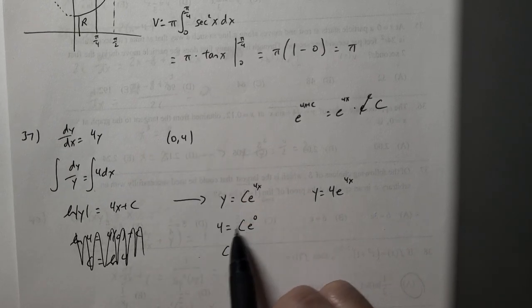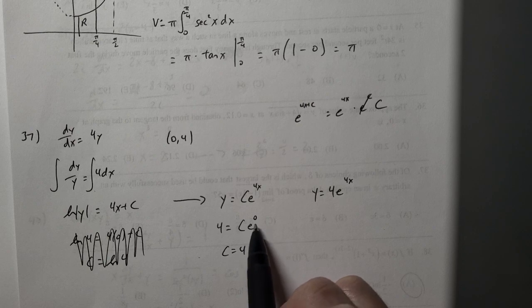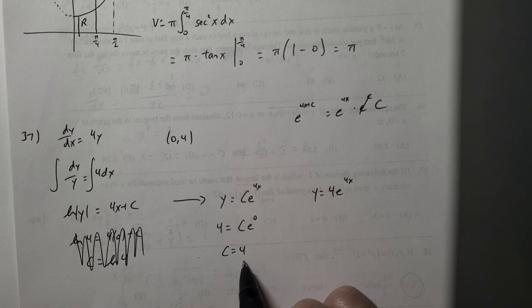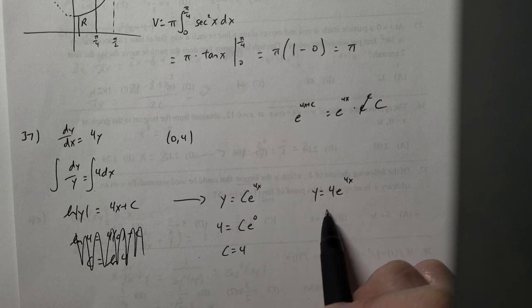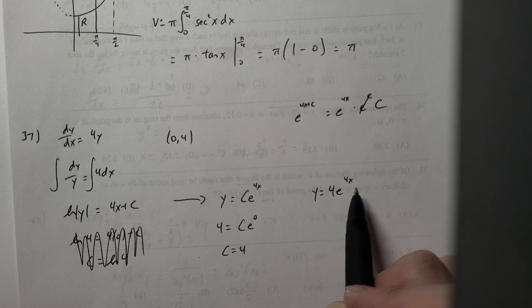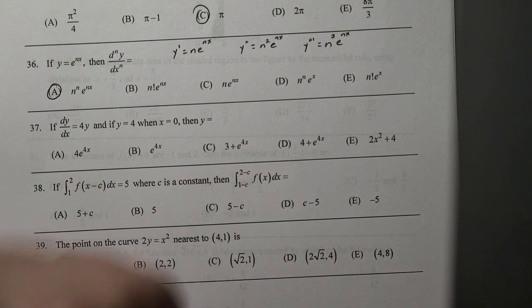Now we plug in this initial condition. Y is 4 when x is 0, so 4 is equal to c times e to the 0. So c is equal to 4 after we simplify. So y is 4e to the 4x. That is A.